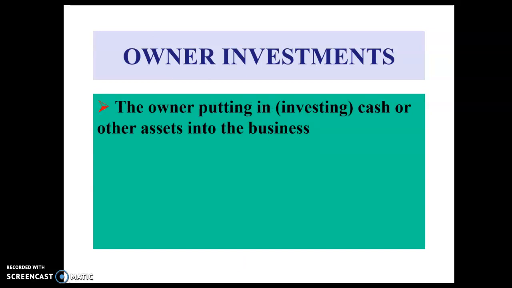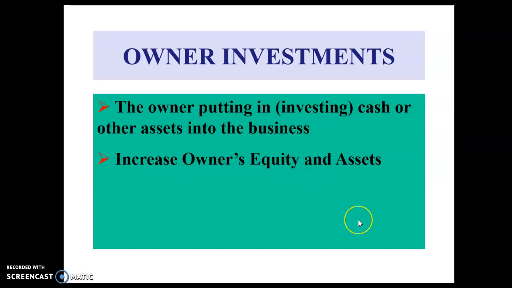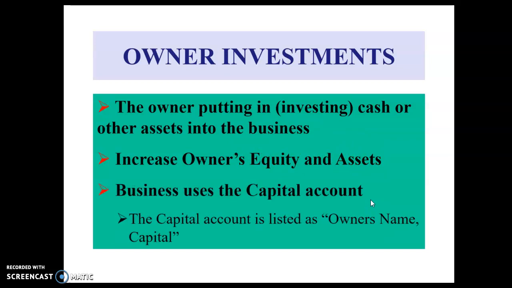Okay, so let's take a look at each one of these four things separately: the owner investments, the owner withdrawals, the business increase, which is revenues, and the business decrease, which is expenses. So when we have the owner's investment, that's the owner putting in or investing cash or other assets. We can put equipment into the business. That's going to increase the owner's equity of the business, and the assets of the business are both going to be increased. Okay, and we're going to use the capital account when we're actually recording that into the books.